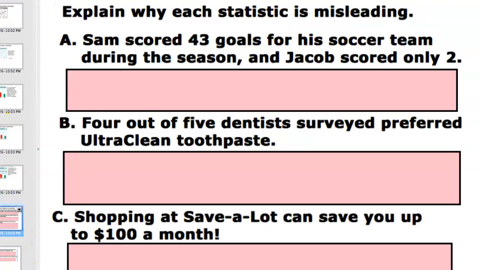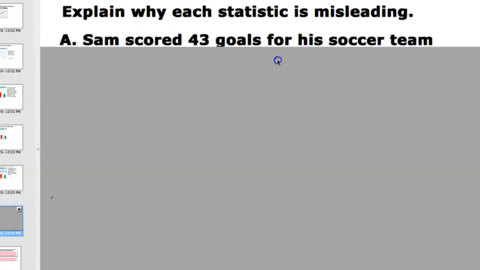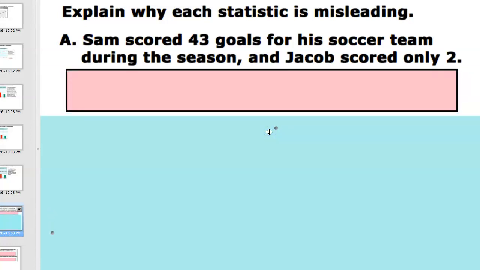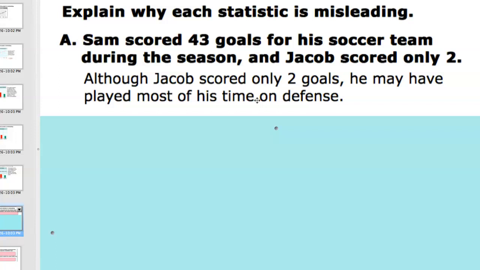Right, now we're going to look at some word problems and determine whether they would be misleading or not. So it says Sam scored 43 goals for his soccer team during the season. Jacob only scored 2. This makes it sound like Sam is a much better soccer player than Jacob. It only tells you what Sam scored. He scored 43. Jacob scored 2. Why could this be misleading? Because it doesn't say what position they play. Jacob only scored 2. He could be a goalie or he could play most of his time on defense. So we don't know what positions they played. It should say that maybe they play the same position.